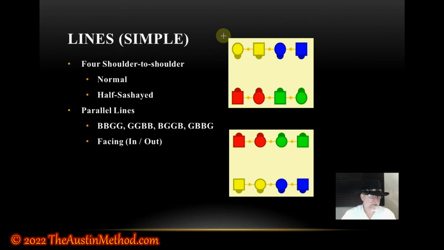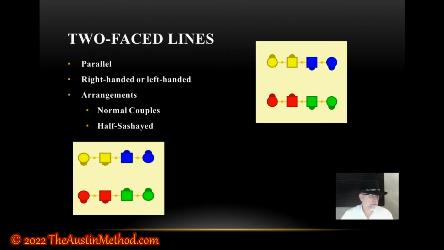So a line doesn't necessarily stand by itself. Sometimes a line is parallel to another line and thus made up of smaller sets of facing couples or back-to-back couples if the lines are facing out. So lines can be facing in or facing out. Two-face lines. So these are parallel two-face lines.